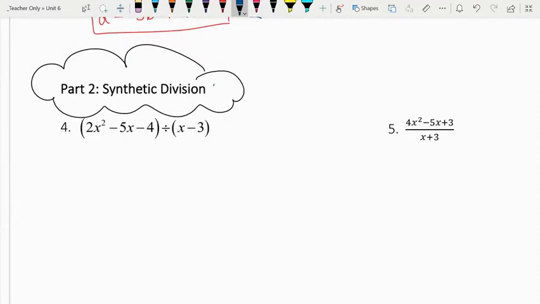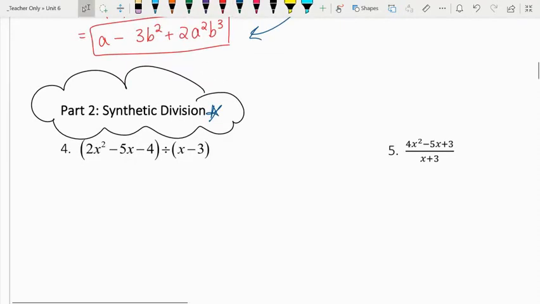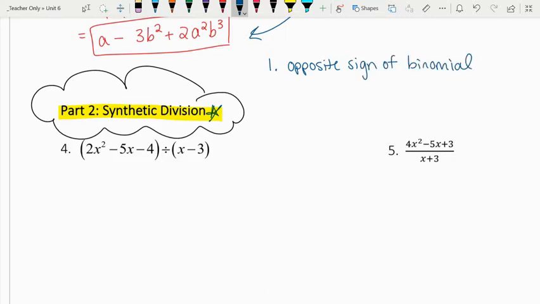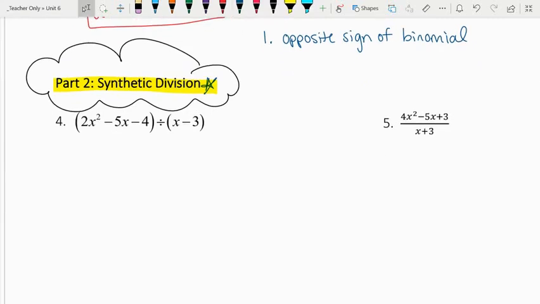All right, so this is the super crucial part, okay? Synthetic division is something you will use for a really long time, okay? So first, basically you're taking the opposite sign of the binomial. Okay, so the very first thing we're going to do on number 4, in a little box over here, we're going to put a 3, because it says minus 3, so we're going to put just a 3.